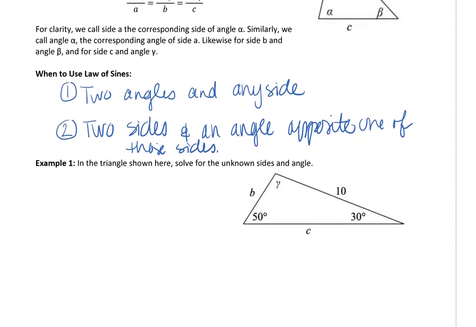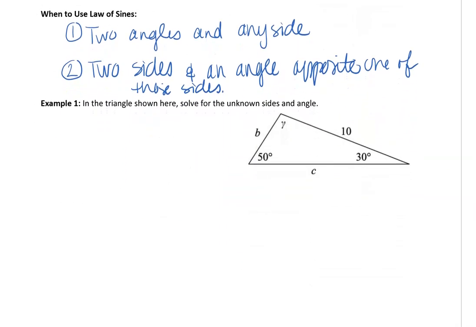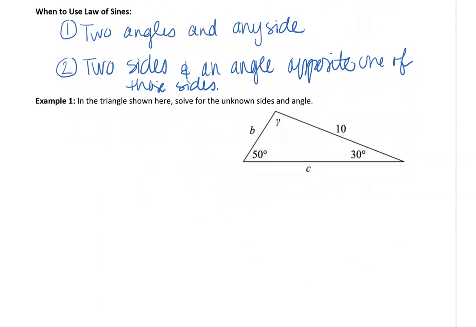Example 1. In the triangle shown here, solve for the unknown sides and angles. And this is what you're going to see in your homework and your exam. Basically, find all the pieces that are missing. Now let me make a comment here because this kind of caught you in chapter 5 and 6. These angles are in degrees. So make sure you are in degrees.